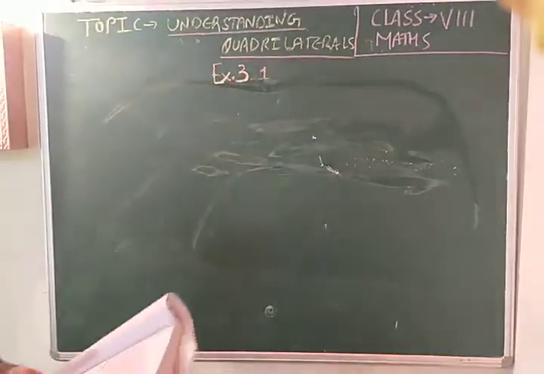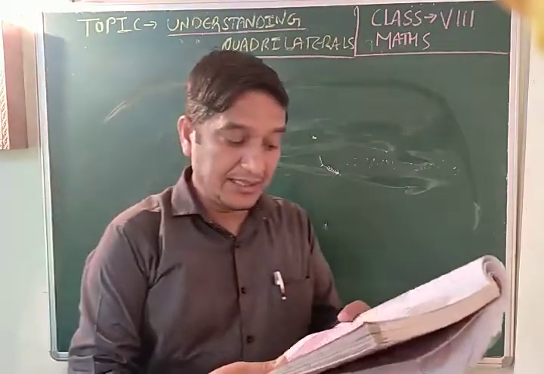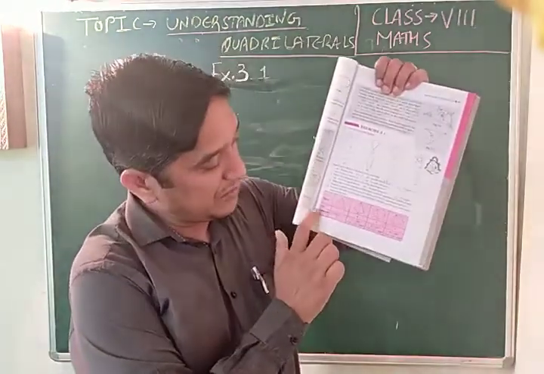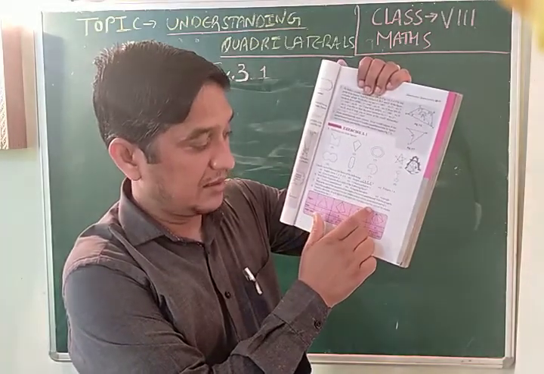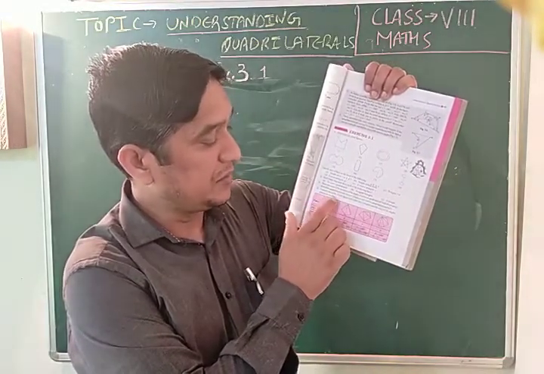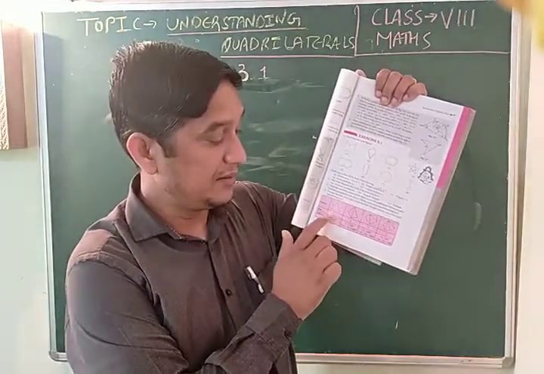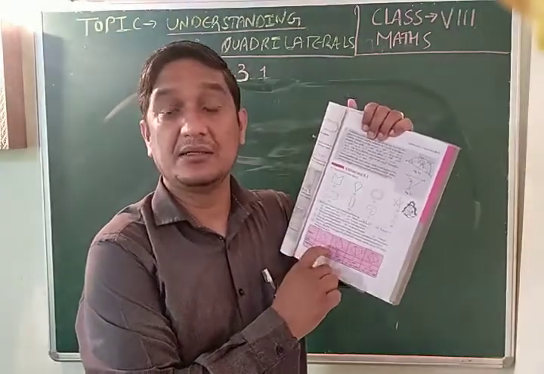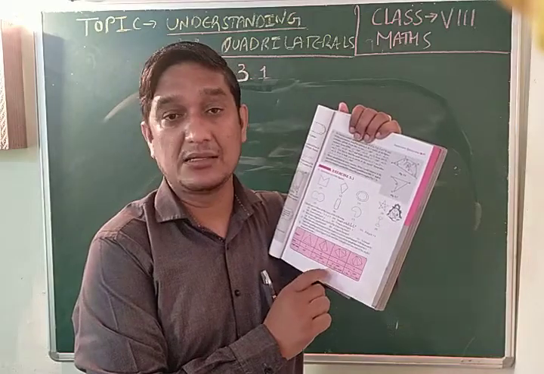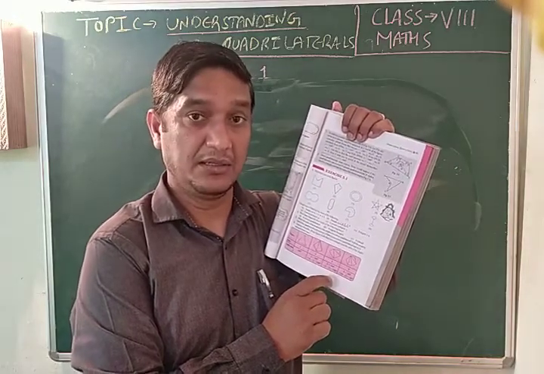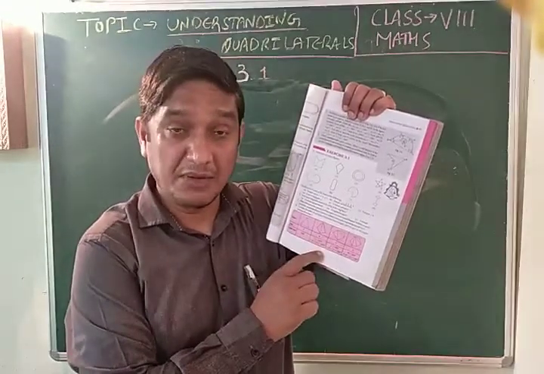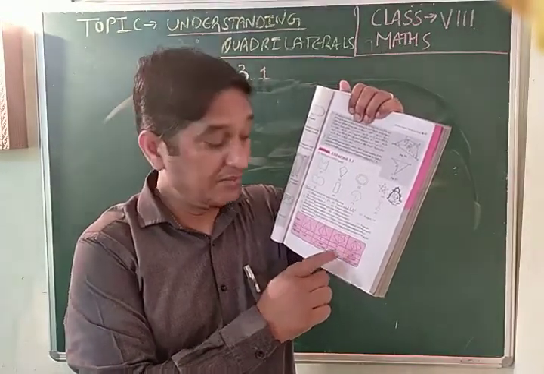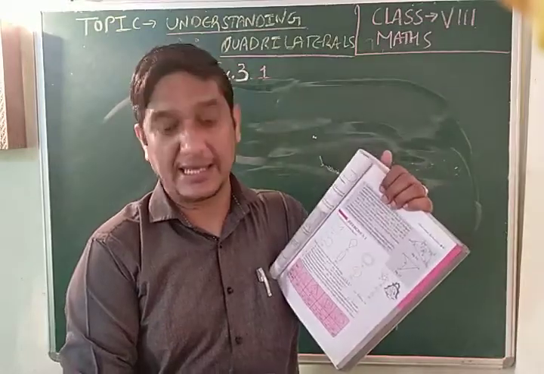In question number 4, children, examine the table. Now you have to look at this table. Each figure is divided into triangles and the sum of the angles deduced from that. Now children, we learn how to find the sum of all the interior angles of a polygon. Now here they find the sum of all the interior angles by dividing the polygon into triangles like this.